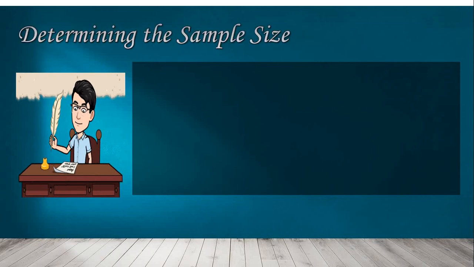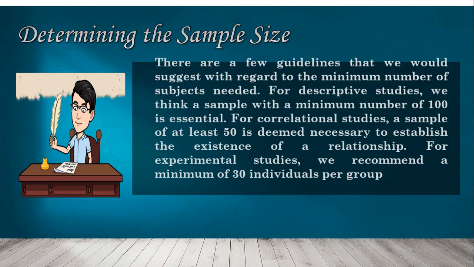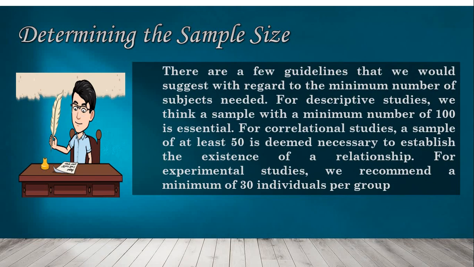Determining the sample size. So to determine the sample size, there are a few guidelines that we would suggest with regard to the minimum number of subjects needed. For descriptive studies, we think a sample with a minimum number of 100 is essential. So yun yung minimum kapag descriptive, minimum of 100. Kapag correlational naman, at least of 50 is deemed necessary to establish the existence of a relationship. Since relationship hinahanap natin, at least of 50. And then for experimental studies, nire-recommend na minimum of 30 individuals per group.